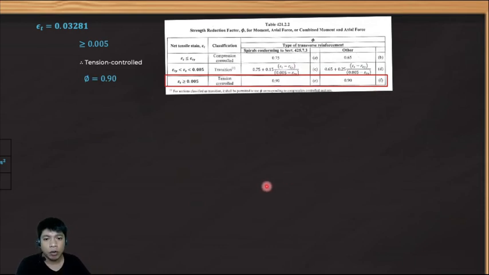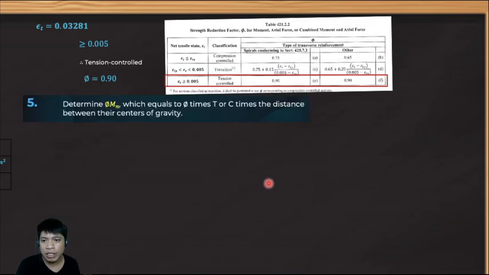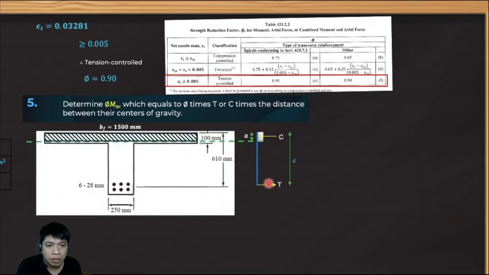Ayun. So, dahil nakuha na natin iyong phi, then we can now proceed to our last step, which is i-compute na nga natin si phi Mn, which is equals to phi times T or C times the distance between their centers of gravity. Okay, so ang ginagawa lamang natin dito, guys, is kukunin lamang natin iyong couple created by these two forces, si C at saka si T. Kasi iyong couple, di ba, couple sila, pareho sila ng value, tapos opposite in direction, so it is a couple.